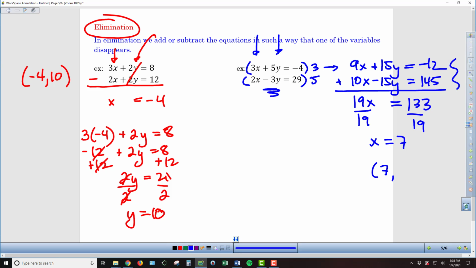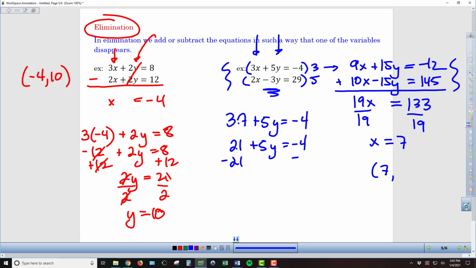I can use either of these two equations here, but really we're usually best off going back to the originals because the numbers are smaller. So I'm just going to use that top equation for no reason other than it comes first. So I've got 3 times 7 plus 5y equals negative 4. So I've got 21 plus 5y equals negative 4.